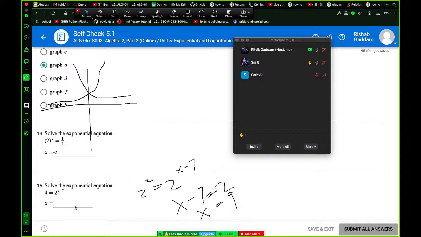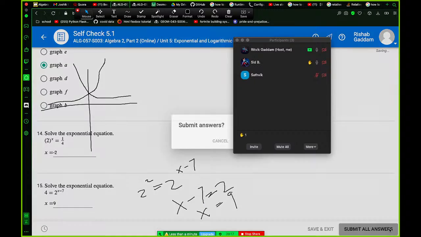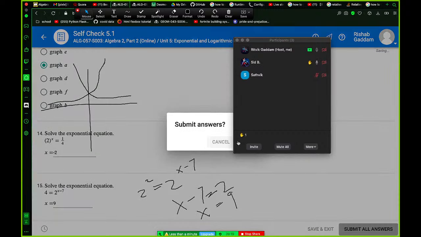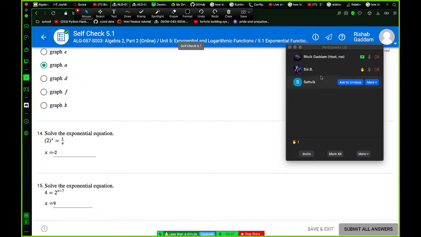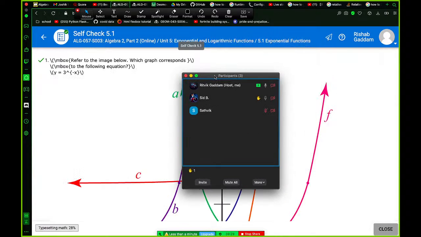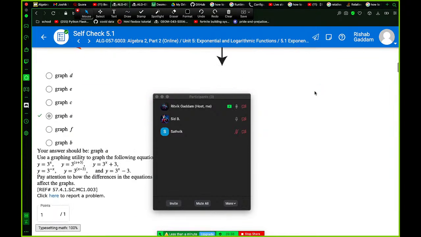Let's see how many we got right and how many we got wrong. Wait, didn't submit the nine. Okay, get the participants list out of the way. Clear the whole screen. And let's see what we got right and what percent we got. Okay, we did pretty bad. We got 86%. Looks like I'm a bad teacher.